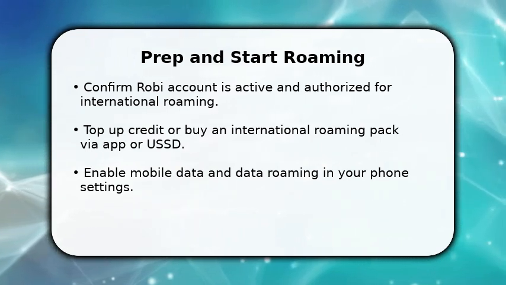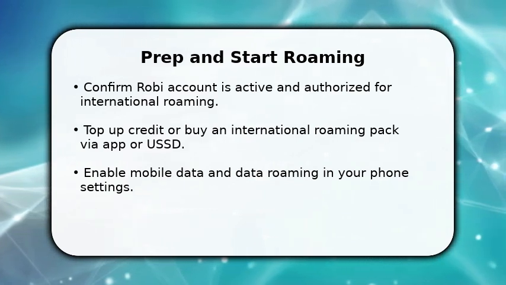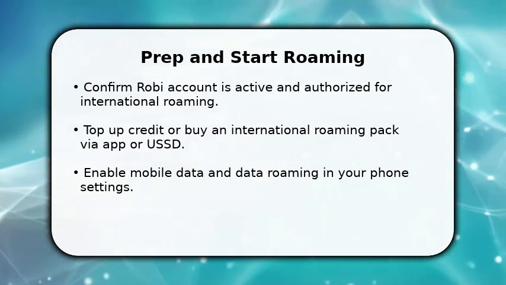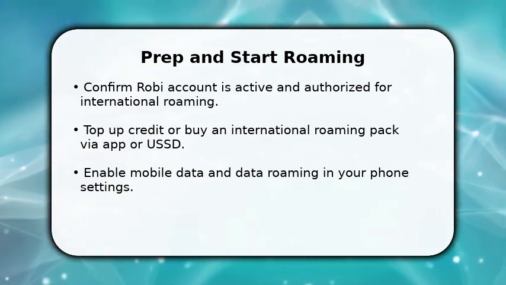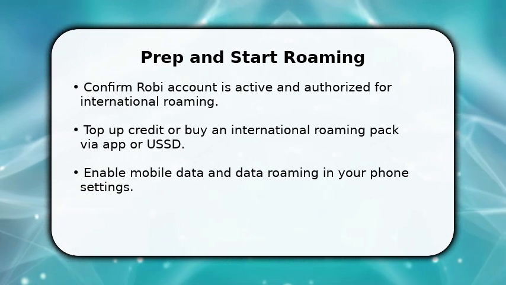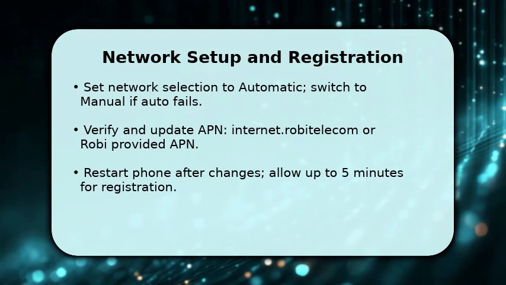Next, enable mobile data and data roaming in your phone settings and turn off local Wi-Fi only limits. If your plan needs activation, follow the in-app prompt now so the network can register you while you're still in country. With phone settings ready, set network selection to automatic so Robi can handshake with partner networks.